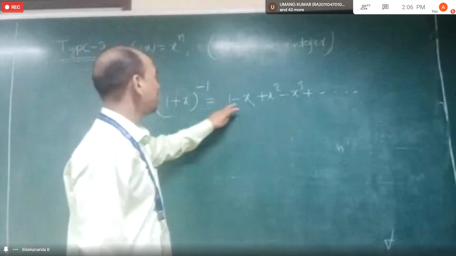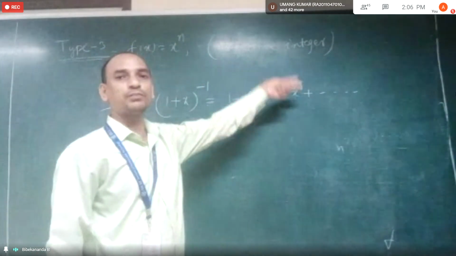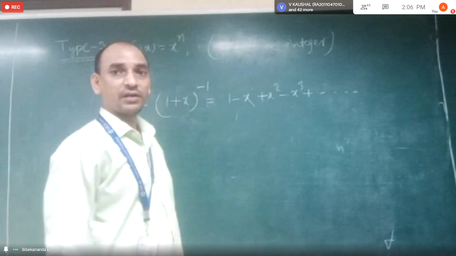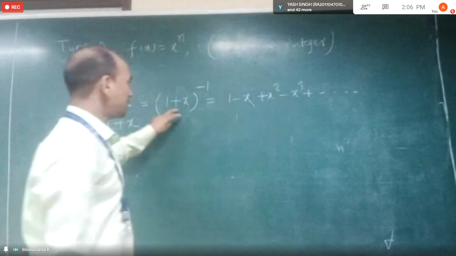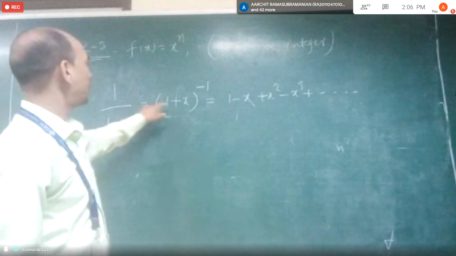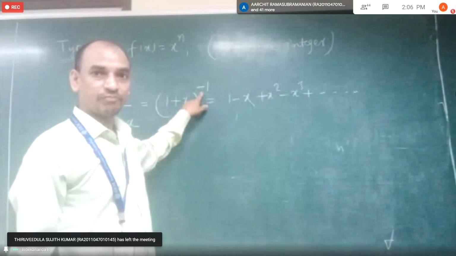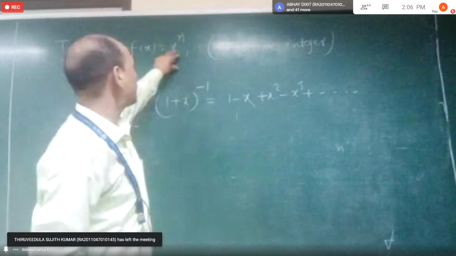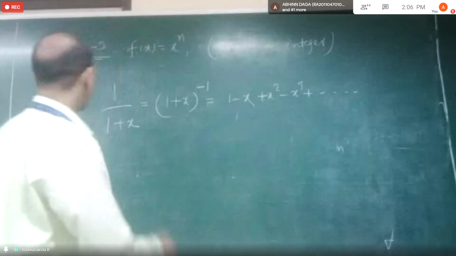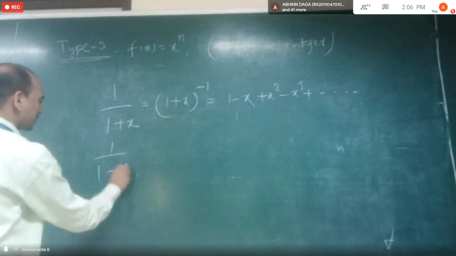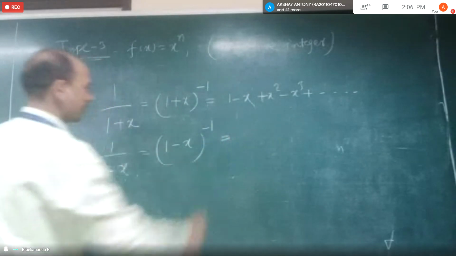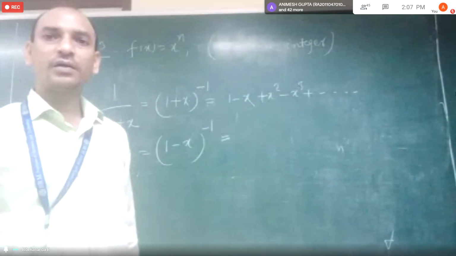So this is 1 minus x plus x square minus x cube plus x to the power 4 minus x to the power 5 and so on. We will continue. This is the series expansion of the term 1 by 1 plus x, which is equivalent to 1 plus x to the power minus 1. If you remember this one, this problem is only a matter of 2 or 3 minutes. Similarly, 1 by 1 minus x, we can write as 1 minus x to the power minus 1.